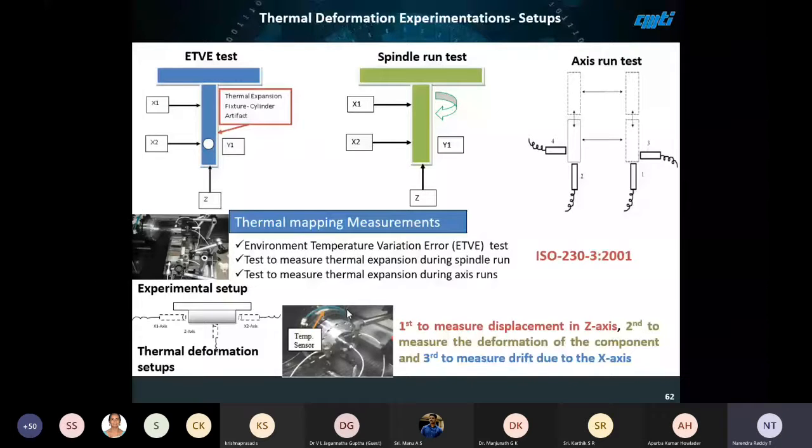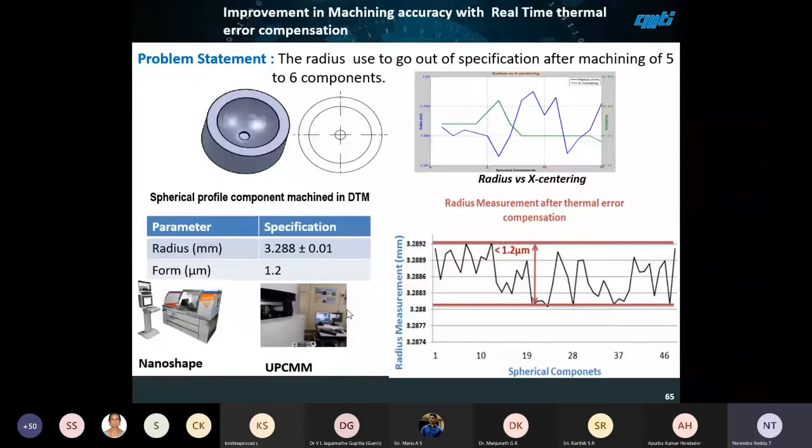Finally, we also validated on a spherical component where the radius tolerance is 1 micron and the form is also 1.2 micron. We could make almost 50 components, and we checked that my error is not crossing beyond 1 micron. Earlier, for every 5 components I used to take the part to the CMM and correct my tool offsets. But later, without any measurement system, we continued producing 50 components, and we validated our algorithm like this.